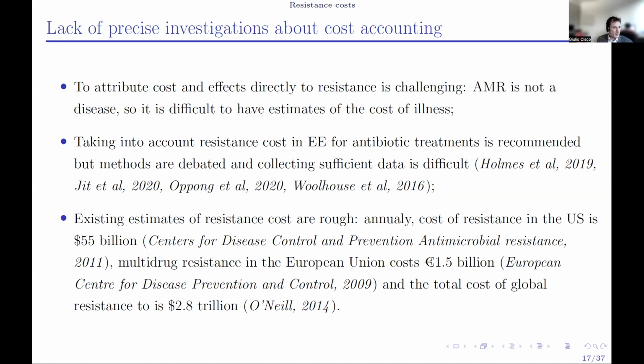For example, we have a study in the US saying that the cost of resistance is about 55 billion per year, or 1.5 billion in Europe. But you see, it's much lower, and it's a bit strange. You can find many of these very rough estimations, but it's not what is useful in the specific decision making to apply.